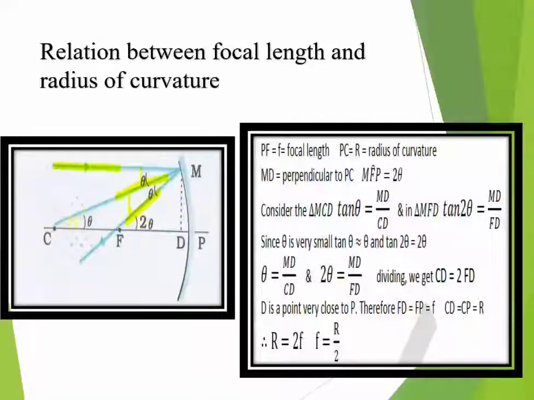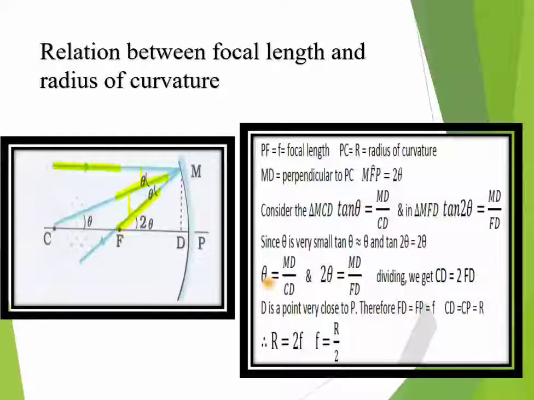And this is also considered to be theta. If the aperture is small, then this point will be very close. Then this FM should be equal to FD. So from this triangle MCD, tan theta will be equal to MD upon DC. And from MFD, tan 2 theta is MD upon FD. Since we have taken the angle to be small, as the aperture is considered very small, tan theta will be equal to theta, and tan 2 theta will be equal to 2 theta.